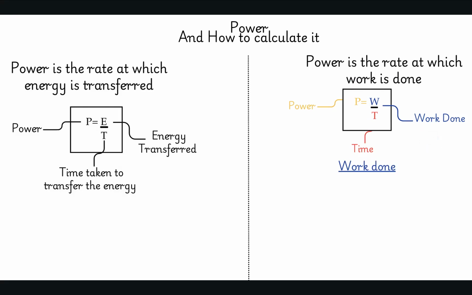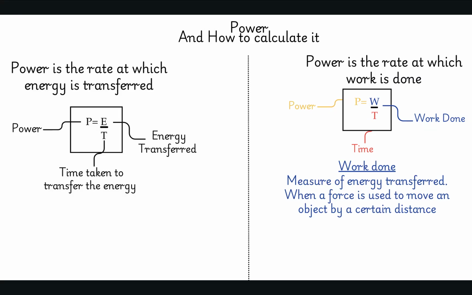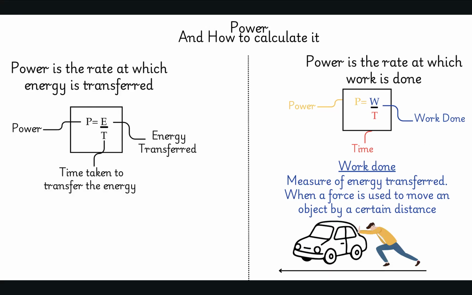Work done and energy transferred are the exact same thing. So work done and energy transferred, they mean the same thing. Work done is a measure of energy transferred when a force is used to move an object by a certain distance. That's when we use that example of power. So for example, in this case, a man is moving the car, so he's using a force over a certain distance. Because remember, work done is equal to force times distance as well. Okay, so that's when you would use that.